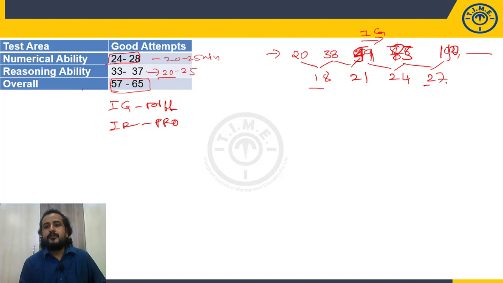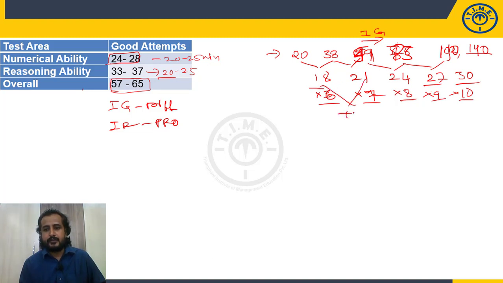So these are multiples of 3: 3 sevens are 21, 3 eights are 24, 3 nines are 27, and next will be 3 tens, so the difference should be 30. 110 plus 30 is 140. So this is one logic. Either you can take multiples of 3, or the difference of differences: plus 3, plus 3, plus 3. This kind of question was given.